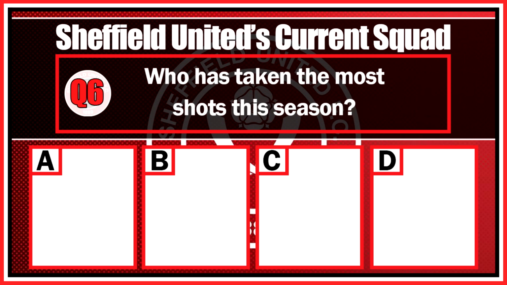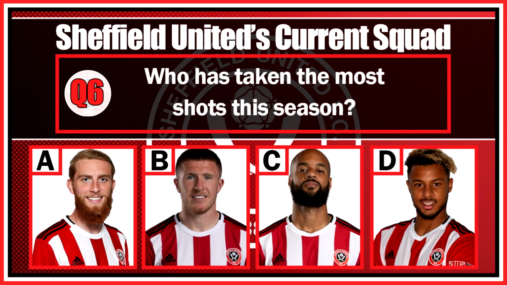Question number 6. Who has taken the most shots this season? Is it A, Ollie McBurney? Is it B, John Lundstram? Is it C, David McGoldrick? Or is it D, Lys Mousset?